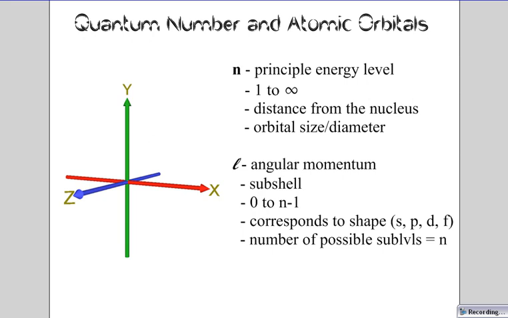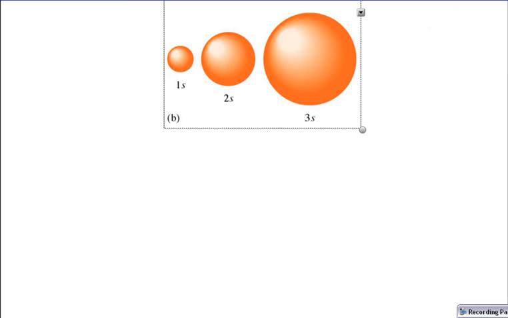And the number of possible sublevels, therefore, if n equals 2, L can be 0 or 1, so the number of possible sublevels is 2. So the number of possible sublevels, or the number of possible L's, is equal to n. What can those L's be labeled as? Anything from 0 to n minus 1. Angular momentum, or L, corresponds to the shape.